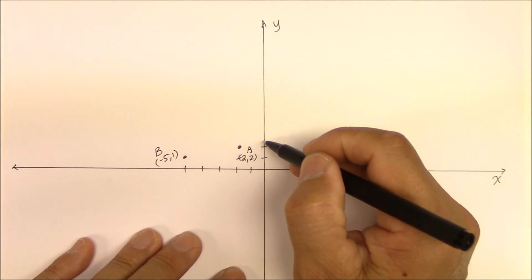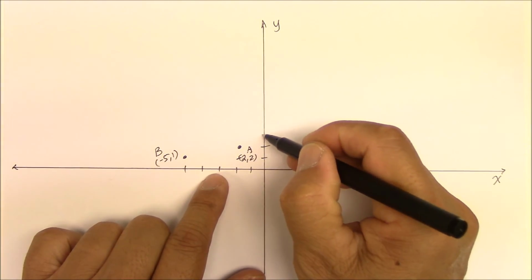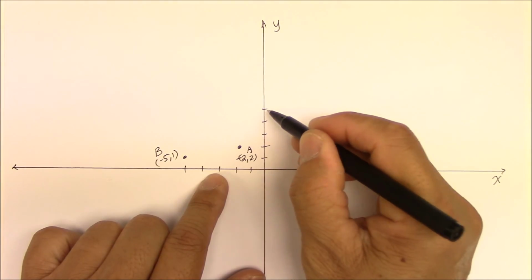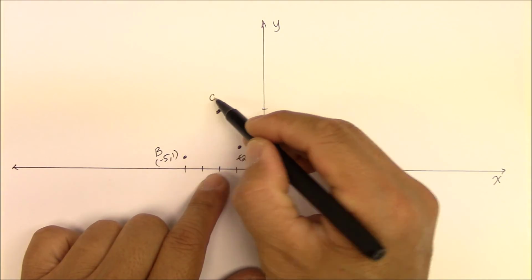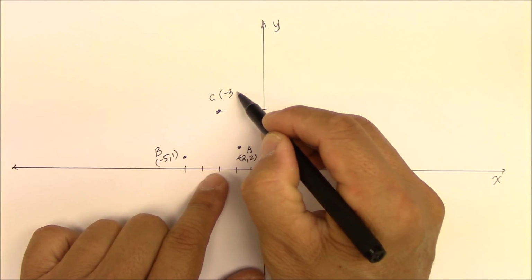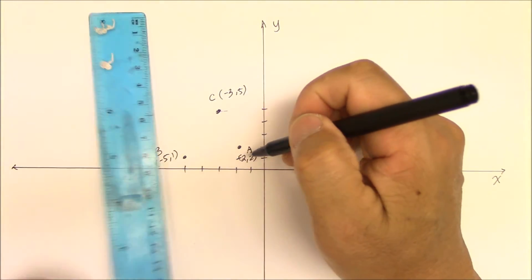And then for a third one, I'm just going to choose one randomly. Let's say over here, -3 and 1, 2, 3, 4, 5, this way. So let's put it over here. And let's call this one C, and that's going to be -3 and 5. Now I'm going to connect those three vertices to form a triangle.